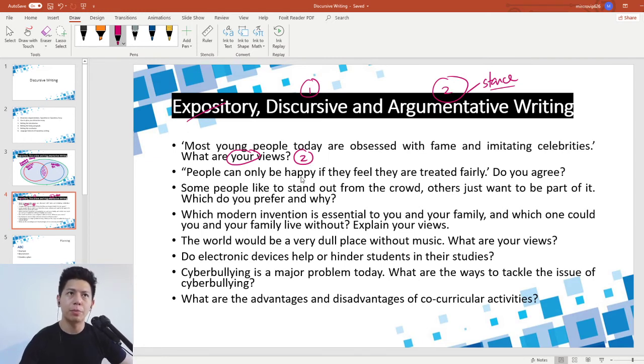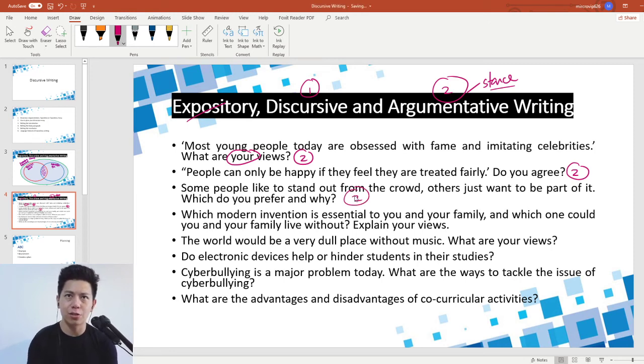Now, the second bullet point: people can only be happy if they feel they are treated fairly. Do you agree? The word agree, disagree will tell you that this is probably argumentative writing. They can only be happy if they're treated fairly, or they can be happy even if they are not treated fairly. So you have two stands that you can take. Some people like to stand out, others just want to be part of it. Which one do you prefer and why? You gotta pick one side. So that makes it argumentative writing.